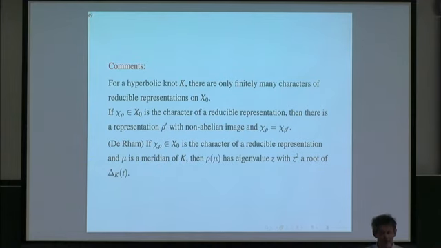So the takeaway is there's a very close correspondence between reducible representations, the eigenvalues of reducible representations, and the Alexander polynomial. So if your Alexander polynomial is trivial, you have nothing to worry about from the point of view of non-abelian reducible representations.